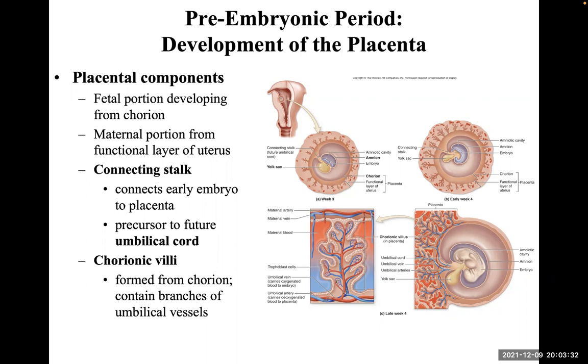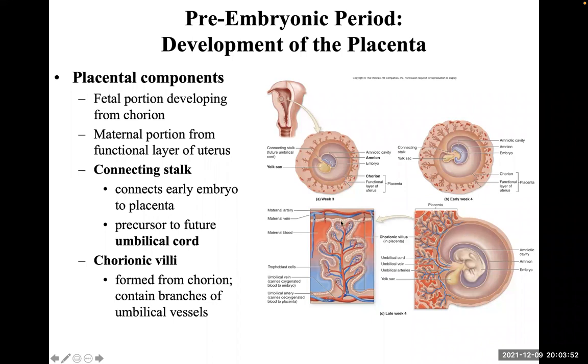When we look at the placenta itself, this is showing you an embryo that's developing, and you'll see that there are these vessels coming out and these finger-like projections. These are called the chorionic villi. And what you're seeing here, again, is the developing placenta.